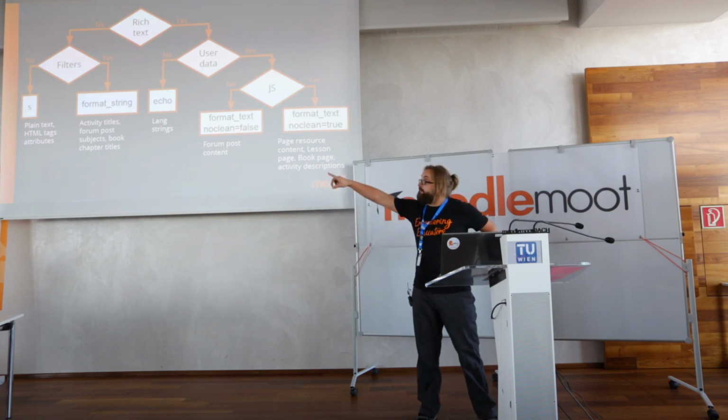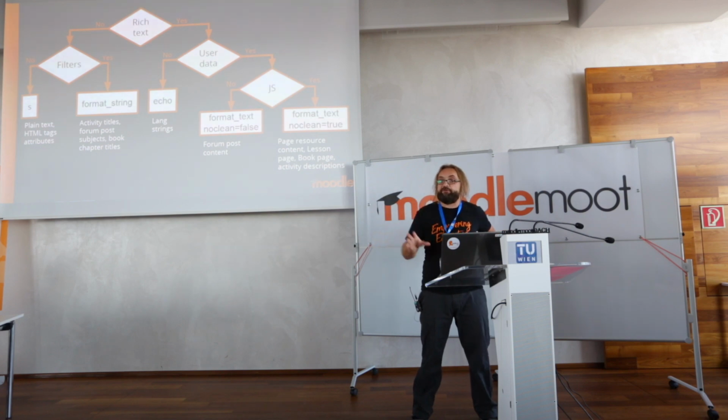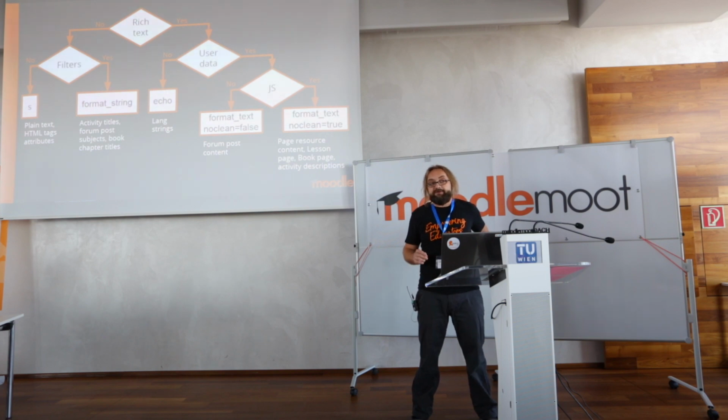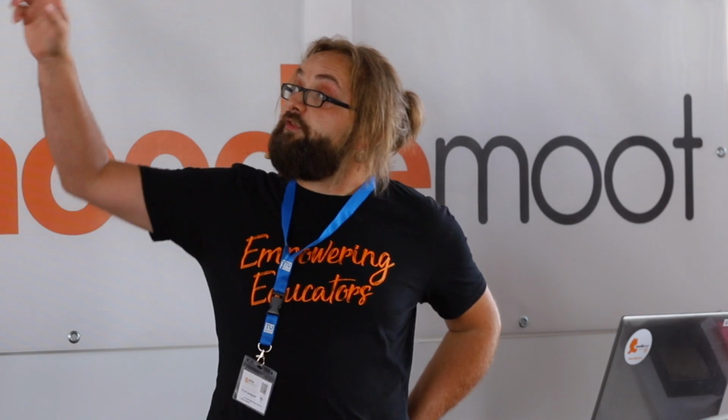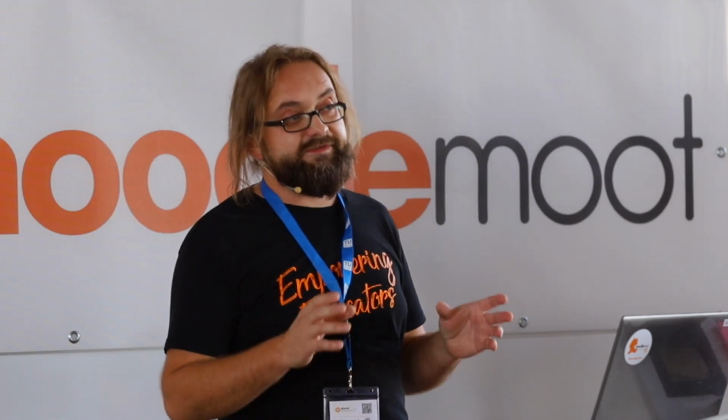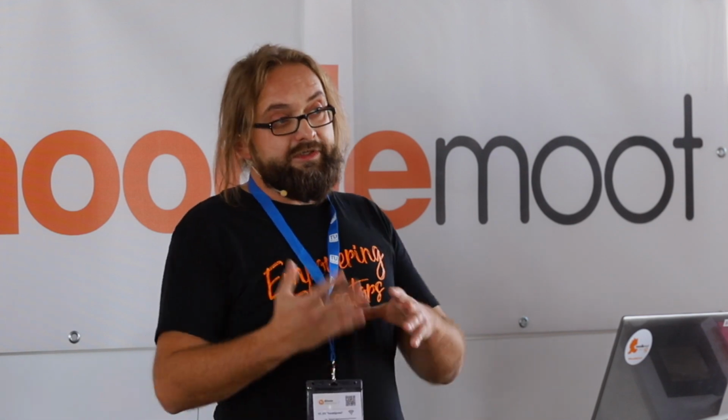So typically we use the s function for things like plain text, the code of a program, or when we are outputting the attributes of HTML text, within one. We use format_string for things like activity titles on the course front page. We use it for forum post titles, subjects, and things like that. The only place where we can use plain echo without any cleaning and formatting is when the text does not use user data, because then we know that the security is fine. So typically for language strings. And we use format_text with particular options depending on whether we want to allow JavaScript and things like that to be present or whether we want it to be cleaned.